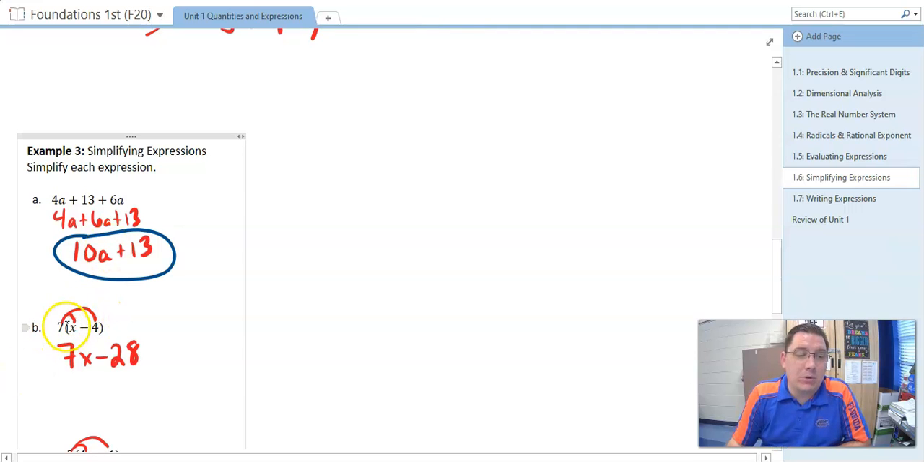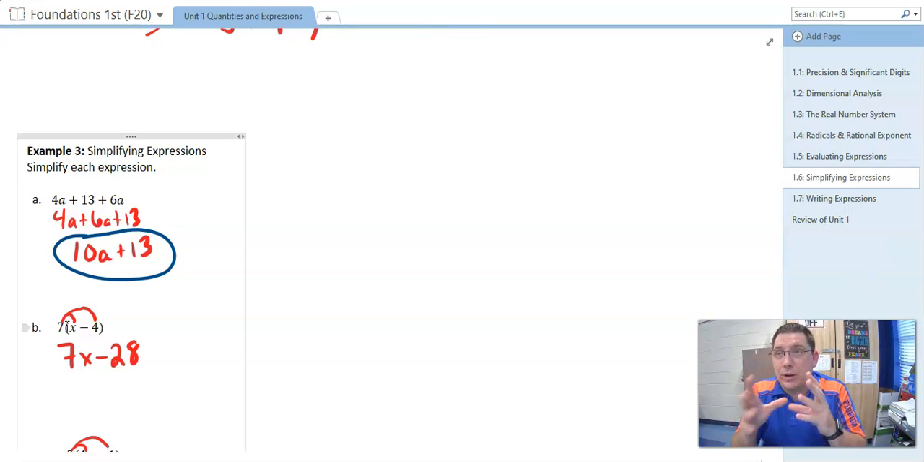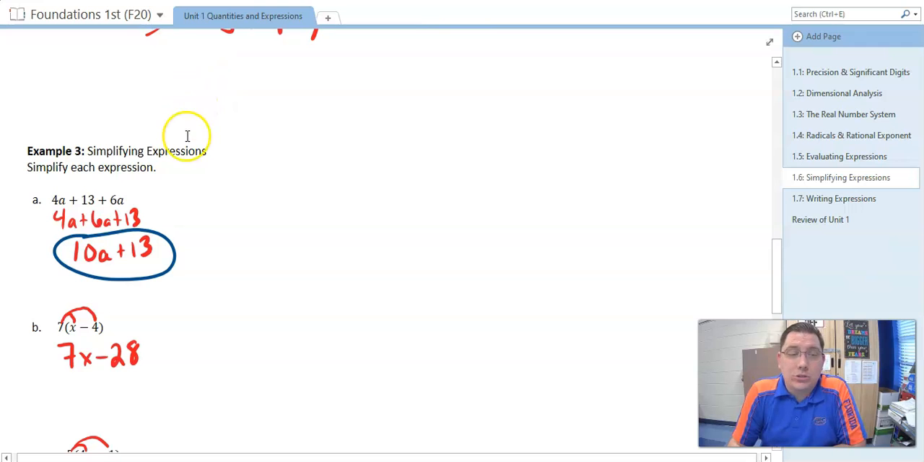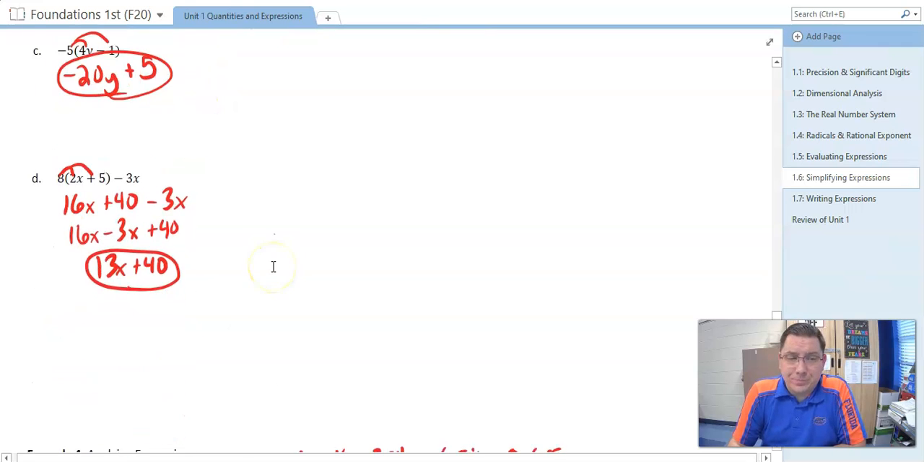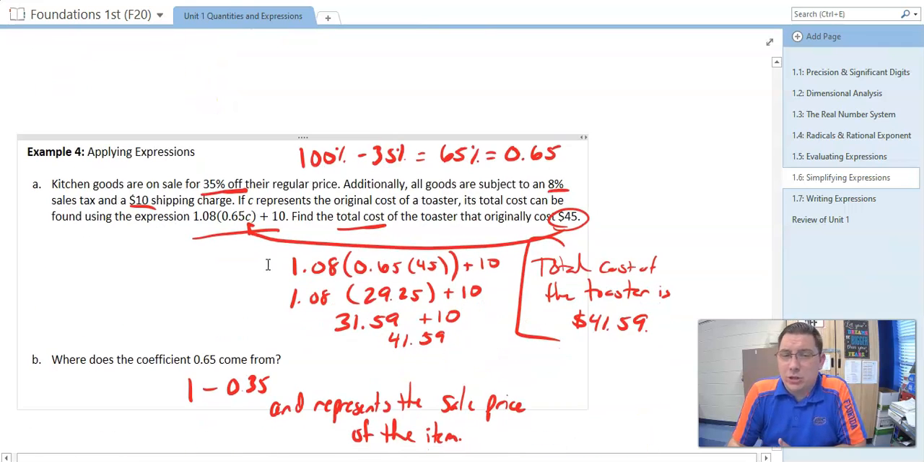Or if we've got a number out front, we can distribute. And remember, you can multiply a number to a variable, or a number to a variable with a number in front of it, right? So like 4 times 2x, and we get 8x, right? So we can do that with these problems. And remember, we'll combine like terms.